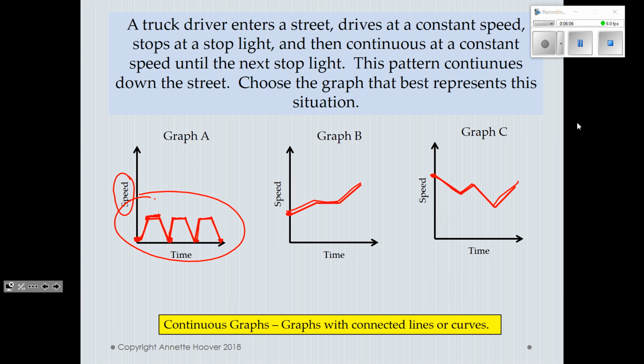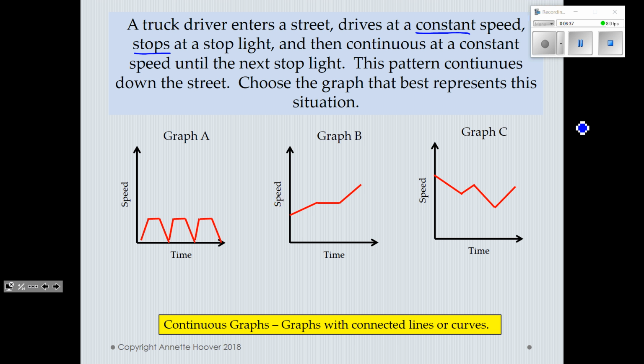But in our next scenario here, we have a truck driver. We have to think about the time that elapsed in relation to his speed. So a truck driver enters a street. Okay, when you enter a street, you begin to accelerate. Then he drives at a constant speed, and then he stops. Well, in order to stop, you have to decelerate and then come to a stop.